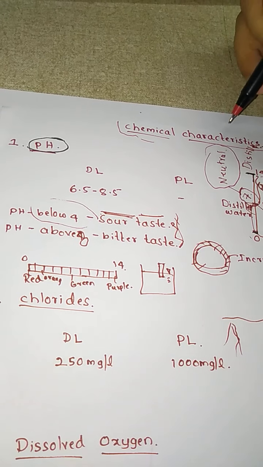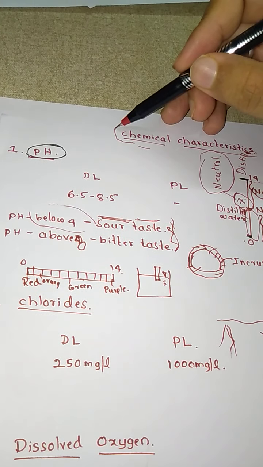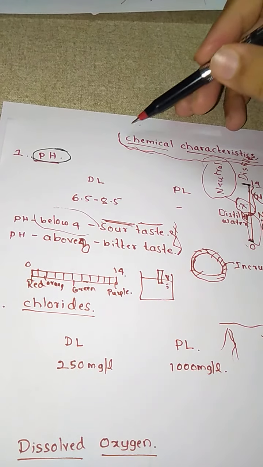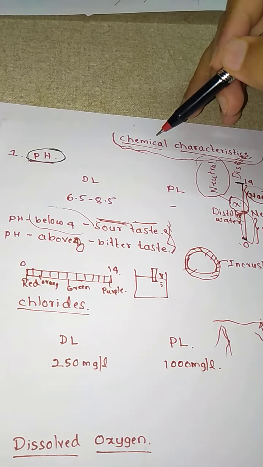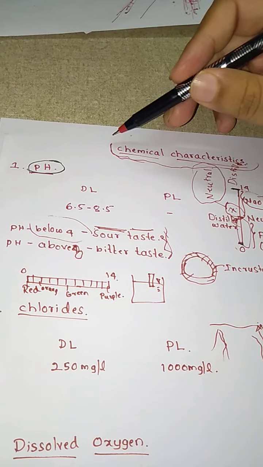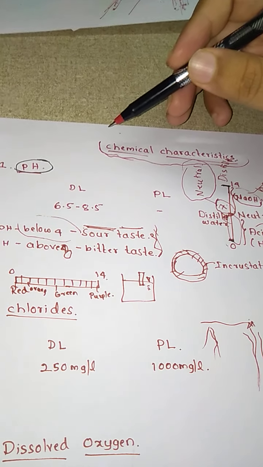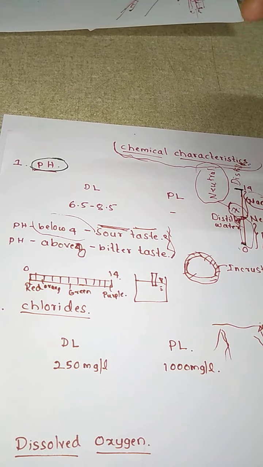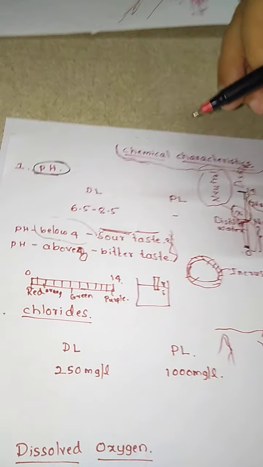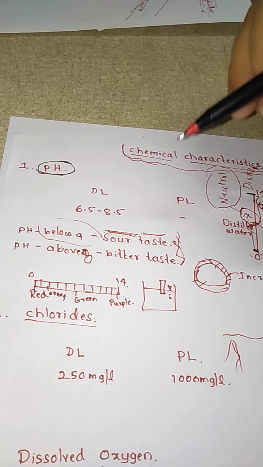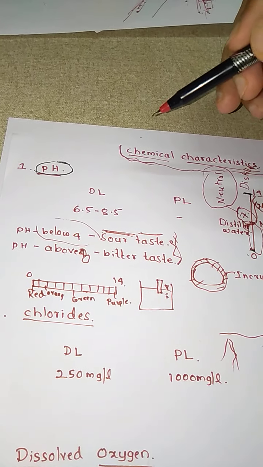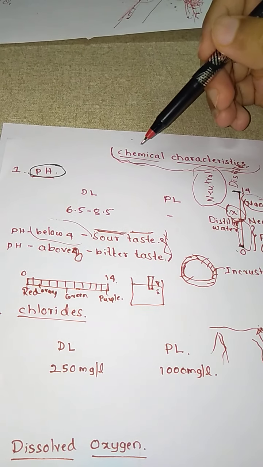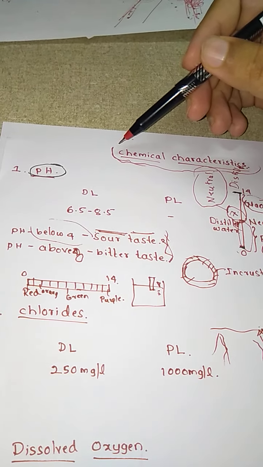See, unlike the physical characteristics, which were visible, with all these chemical characteristics we cannot judge by seeing the water how much will be the pH, how much will be the chloride, or how much dissolved oxygen will be there in the water. We cannot tell it directly. So we will be using different tests for each one of these. Now, how can we determine the pH of water?